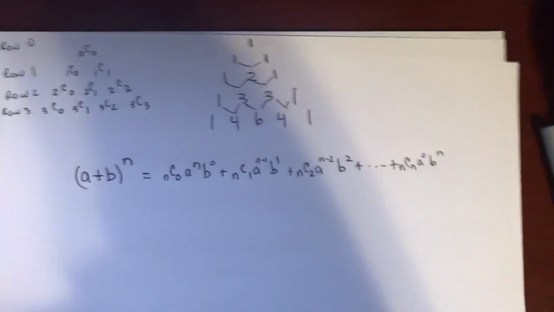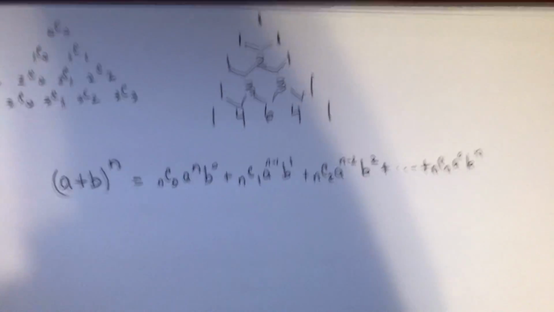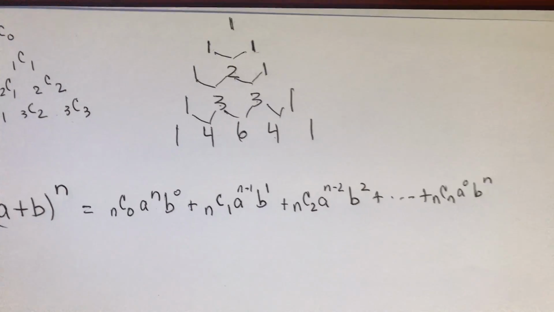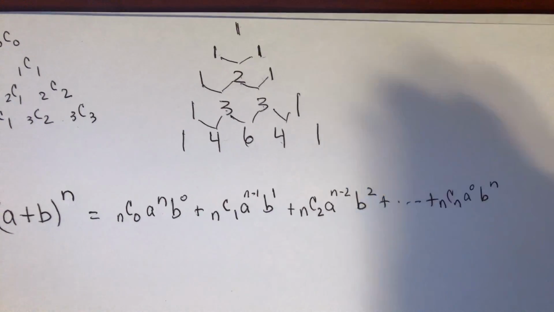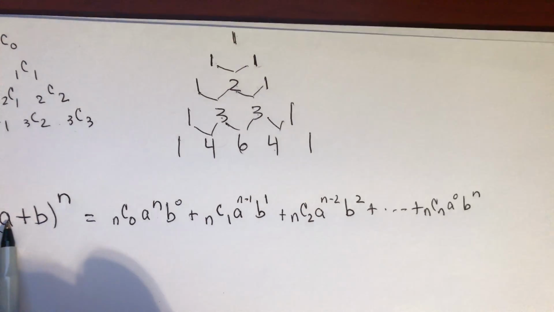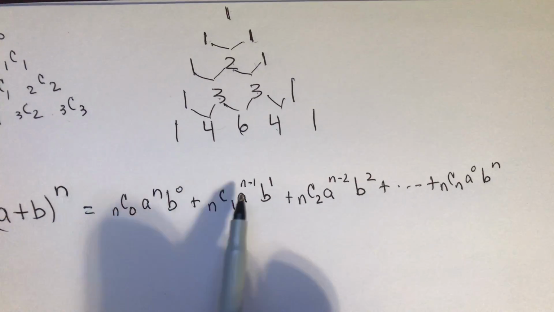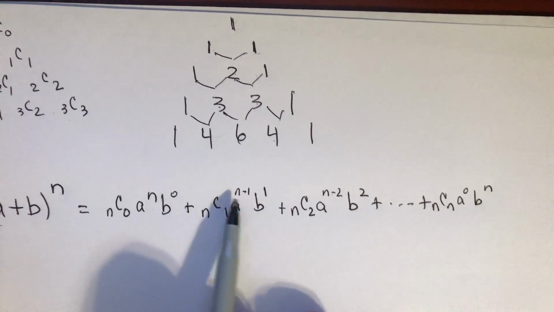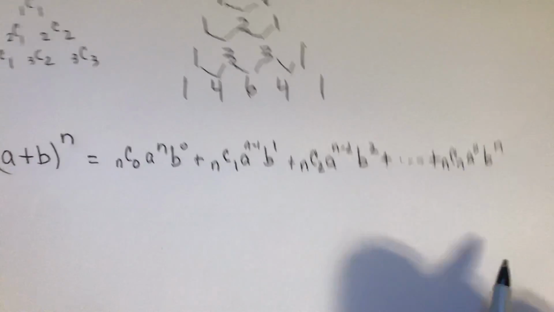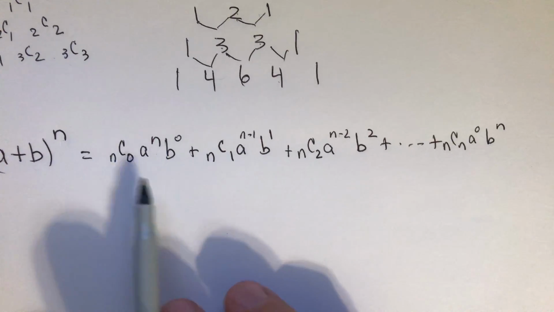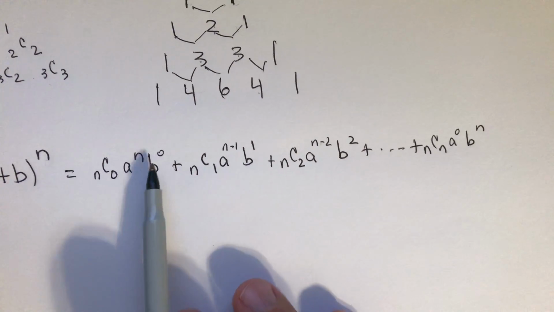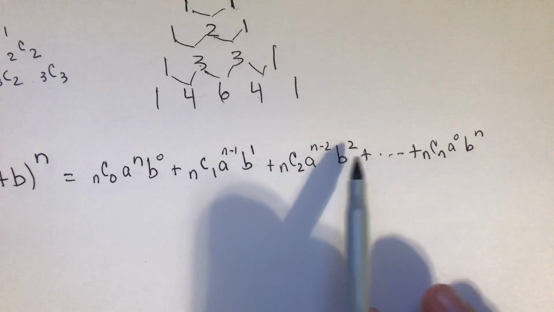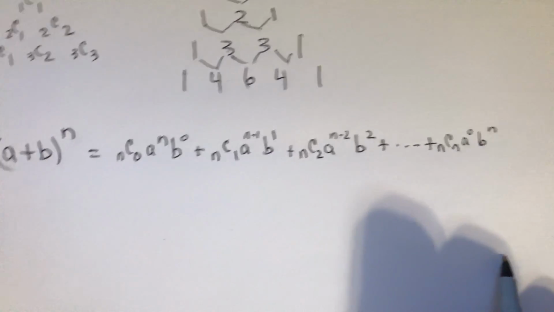All right, the thing to remember here is this. Whatever this is starts out at this power and it decreases by 1. Its exponent decreases by 1 as you go along. This one starts at 0 and then increases by 1 each time till you get to n.